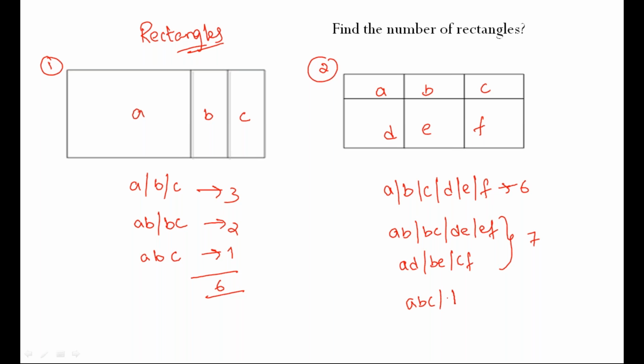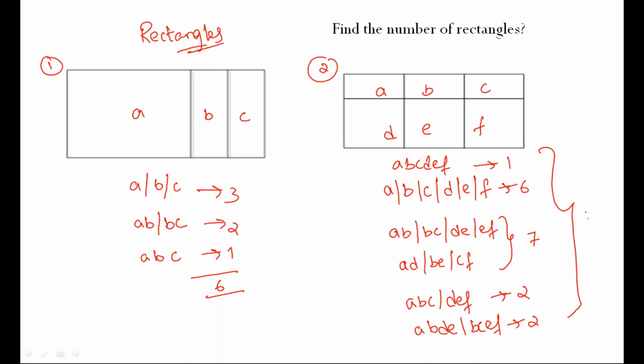Then ABC, DEF are 2. Okay. Then 4 combinations is also there. ABDE is one combination. BCEF is one more combination with 4. Again 2 added. Now 5 combination is not there. The entire ABCDEF, this whole box is 1. Now if you just see that, we got 18. So 18 is the answer, guys.